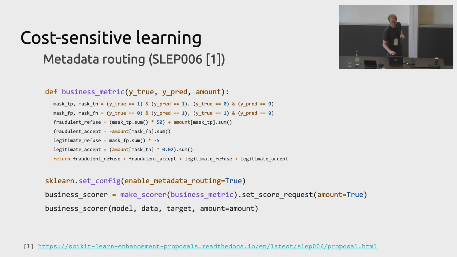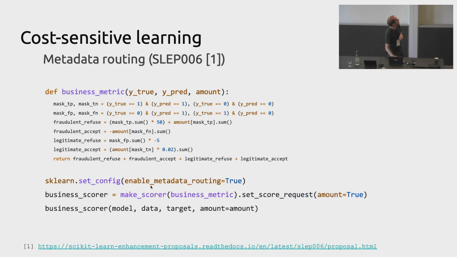So here I define a business metric, and you can just discard what is inside the middle of the function. This is exactly what I show in this confusion matrix, okay? But what is important here is that you have the true values, and then you have an amount, okay? And this is my metadata that I want to pass to this scoring. How do I get there?